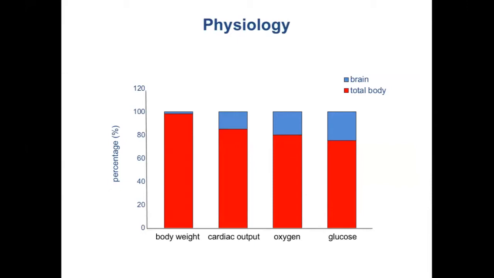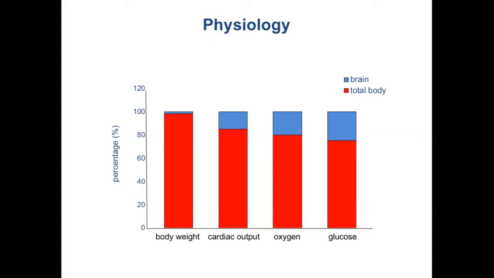As a very basic start, thinking of blood flow, oxygenation, and metabolism, these slides show that the brain is a very limited part of our body. It's roughly 2% of our body weight. However, even if it's a little part, it receives up to 15% of the cardiac output. It uses up to 20% of our oxygen and 25% of our glucose.